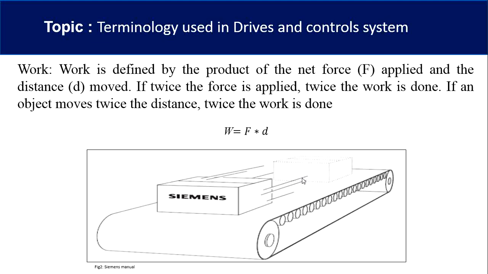A to point B. Okay, so if twice the force is applied, twice the work is done. If an object moves twice the distance, twice the work is done. Vice versa.